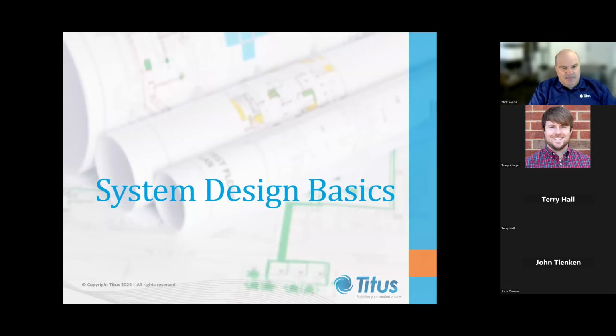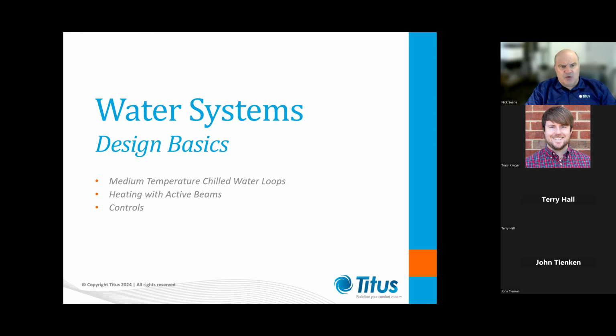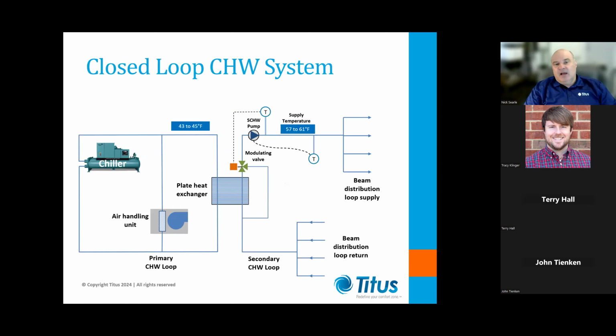So, the system design basics. First off, we're going to talk about the wet side and medium temperature chilled water loops, heating with the beams, and the controls. As mentioned earlier, we don't want to be putting low temperature chilled water through chill beams. Conventional chilled water that you're all used to, for dehumidification, is around 43 to 45 degrees. That's what your chiller usually produces. That's too cold to put through chill beams. You're going to get condensation if you do that.